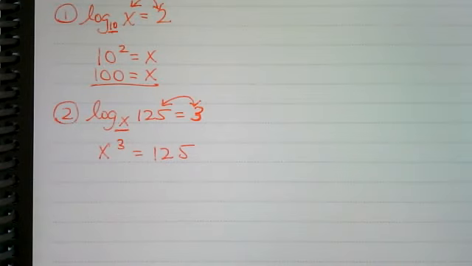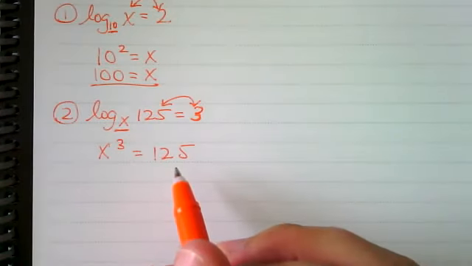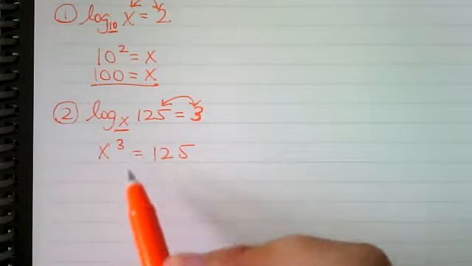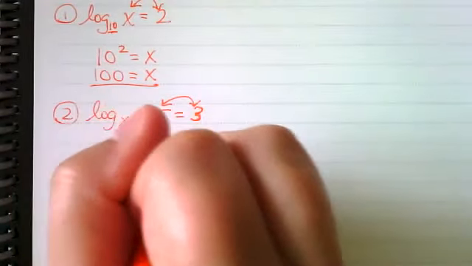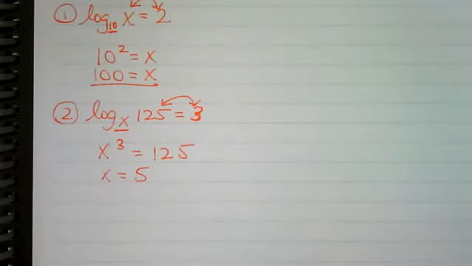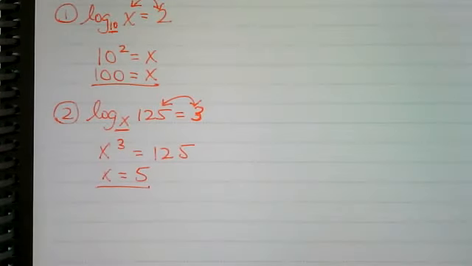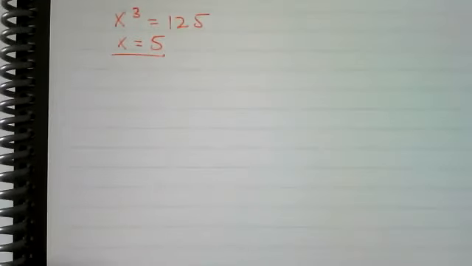Okay, and then we can either solve this by taking a cube root, but most of these are going to be simple enough that you can just do it in your head. So for 125, we're trying to figure out what times itself 3 times gives us 125, and that's just going to be 5. So x equals 5. It's 5 times 5 times 5, 125.